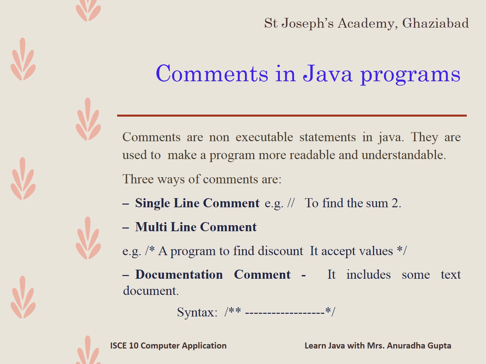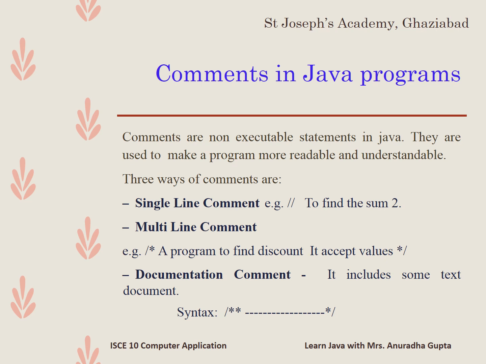Next, you have to learn about comments in Java programs. Comments are non-executable statements in Java. They are used to make the program more readable and more understandable. Comment statements we can write in three different ways. First is a single line comment. Single line comment syntax starts with a double slash. Next is a multi-line comment. Multi-line comment syntax starts with slash and asterisk, and ends with asterisk and slash.